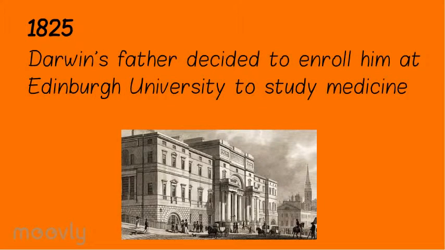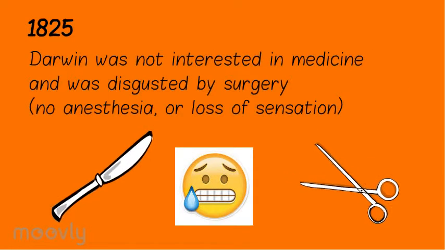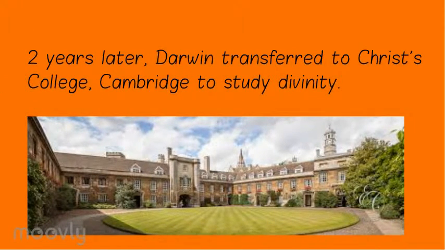In 1825, when Darwin was only 16, his father decided to pull him out of school early to enroll at Edinburgh University to study medicine. However, Darwin was not interested in medicine because he was disgusted by surgery. At the time, it was done without anesthesia. As a result, 2 years later, Darwin transferred to Christ's College, Cambridge to study divinity.